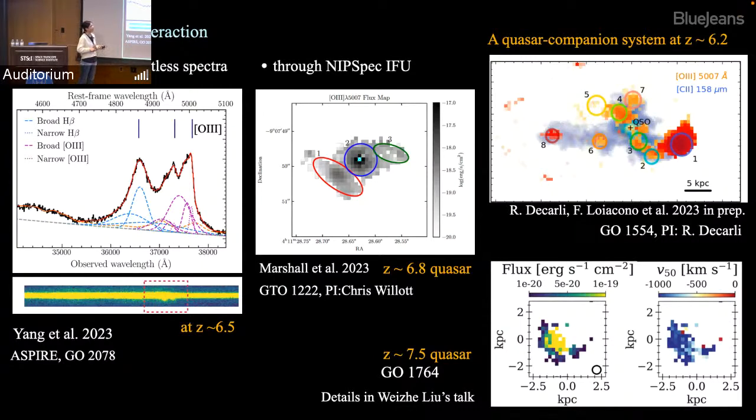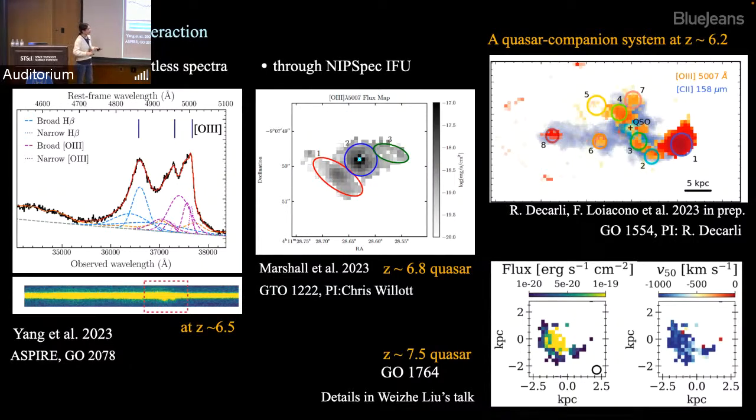And with the NIRSpec IFU data, we can get both morphology and gas kinematics. Here are a few examples recently published this year. We can see the redshift 6.8 luminous quasar, where we detect a significant residual of the oxygen-3 emission. And here is the redshift 7.5 quasar. We will hear more details from Weizhe Liu's talk this afternoon.